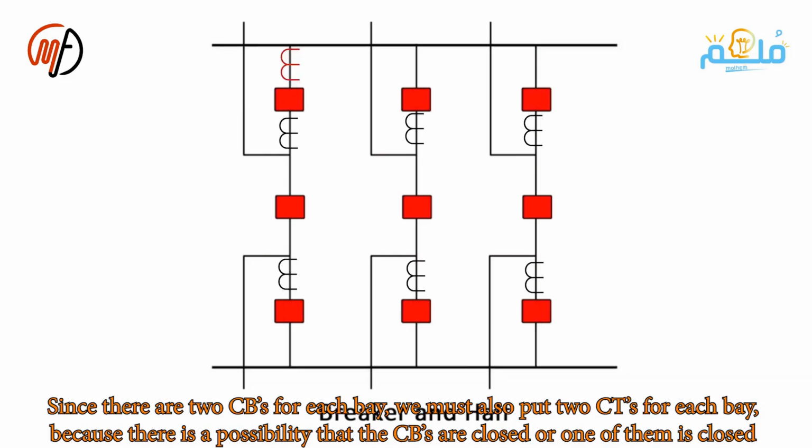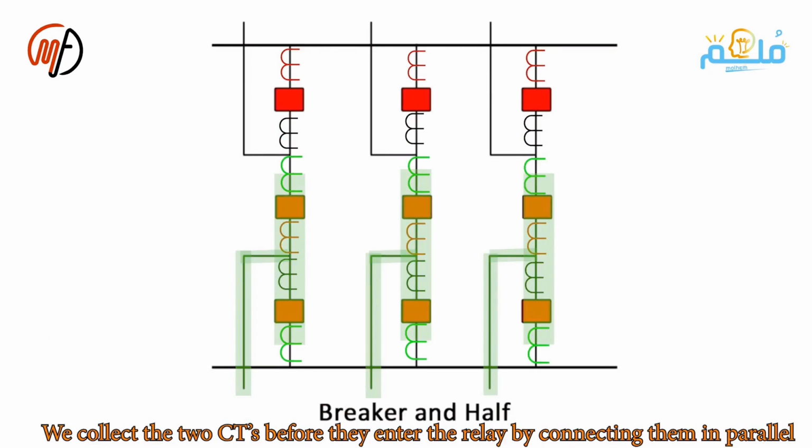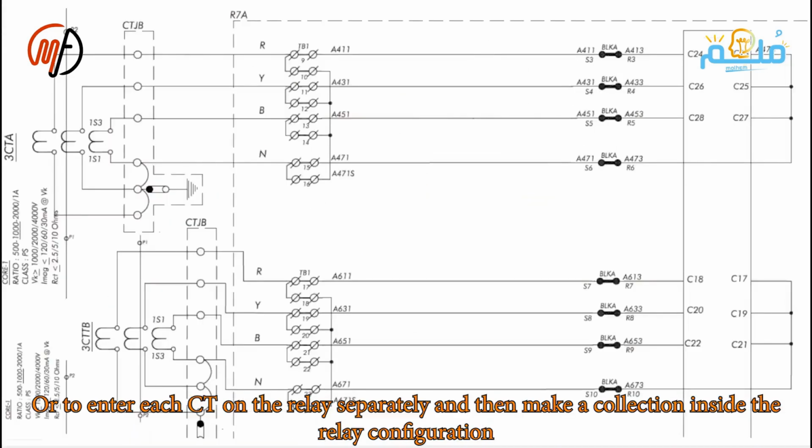We provide T protection by placing 3 CTs connected to a differential relay. Per Kirchhoff's law, currents entering and leaving the busbar must balance. TID marks the start of the path to the line. We combine the 2 CTs before they enter the relay by connecting them in parallel. Or we can connect each CT to the relay separately and combine them inside the relay through software configuration.